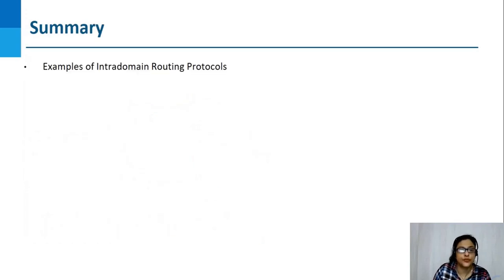To summarize, in this video, we have learned about several examples of intra-domain routing protocols. We have looked into the routing information protocol or RIP, which is based on the distance vector routing. And we have looked into OSPF or open shortest path first, which is based on link state routing.